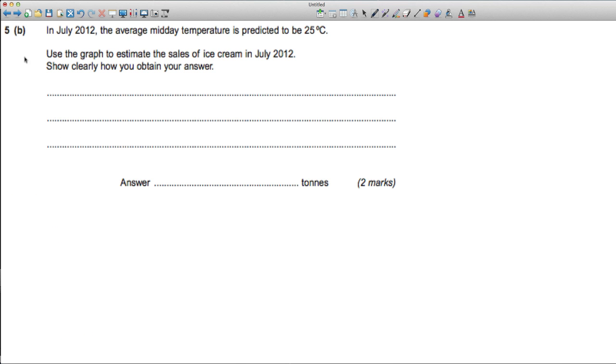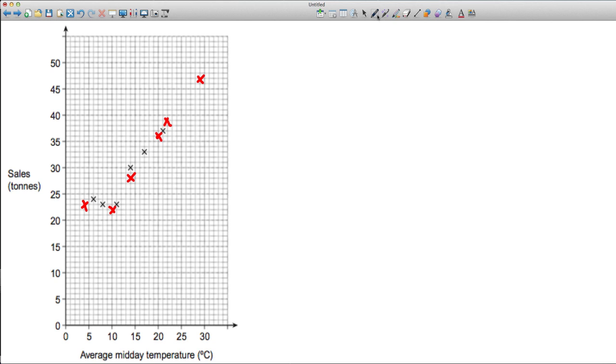Okay. Now, it says in July, for the next question, the average midday temperature was predicted to be 25 degrees. Use the graph to estimate the sales of the ice cream in July 2012. Show clearly how you got your answer. So the first mark you get for drawing a line of best fit. Okay, now remember a line of best fit. A line of best fit has to try and go through as many as possible and have equal numbers on each side, if possible. It cannot start before the first one starts and can't end after the last one ends.